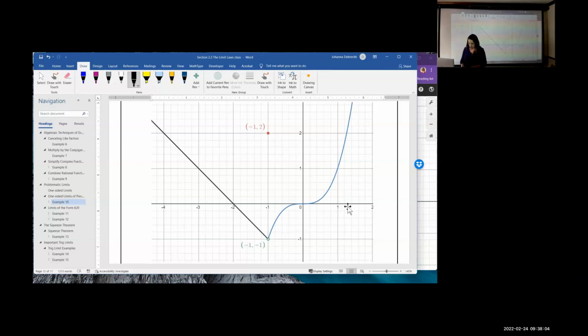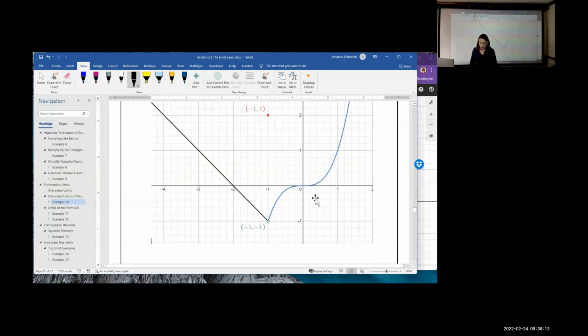And you need to make sure that you can graph it in pieces. Remember that the pieces only apply to that section of the graph. They don't graph all the way across. We're not graphing the line over here. We're not graphing the cubic over there. Okay. All right.